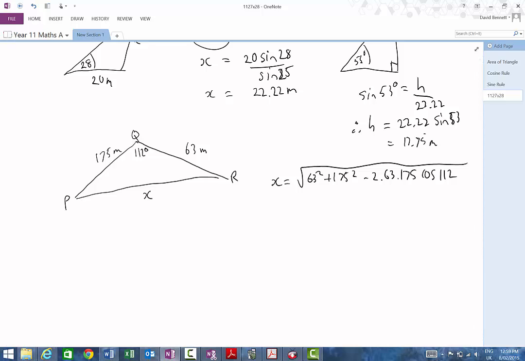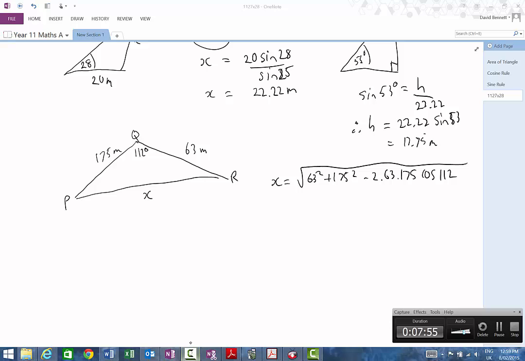Alright, so that one there is using the cosine rule, the other one was using the sine rule. So it's really important that you draw your diagram, label the diagram that you actually want to use to solve your problem first up, and then go through. Sometimes you'll have to do more than one diagram to actually get your final answer.